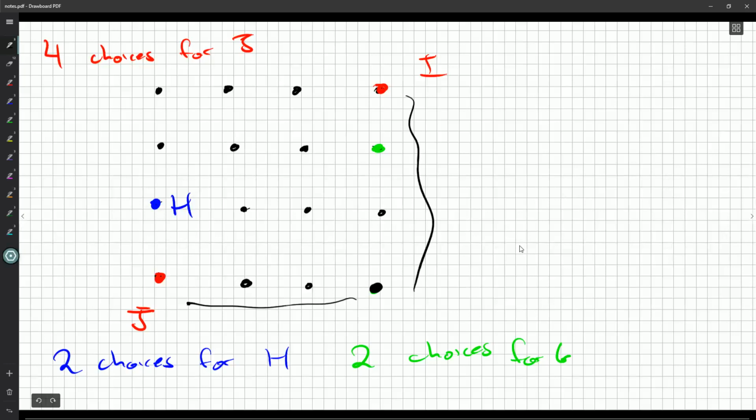So I don't think there are two choices for g. I think there's just the one choice. Or it might be no choices. Let's just double check. No, I can go 3 across, and no other direction can I go 3 in. So there's just one choice for g, and that also fixes our f.